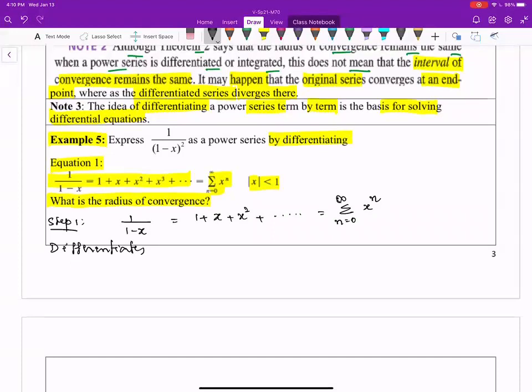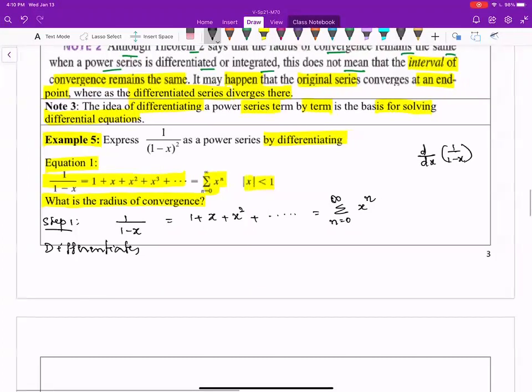So the derivative of 1 over 1 minus x, that is the derivative of (1 minus x) to the power negative 1. The chain rule is what you must use. Negative 1, (1 minus x) to the power negative 2, times the inner derivative. The inner derivative is negative 1. So you get negative 1 times negative 1, positive 1, over (1 minus x) the whole squared. So if we differentiate both sides, you get 1 over (1 minus x) the whole squared.